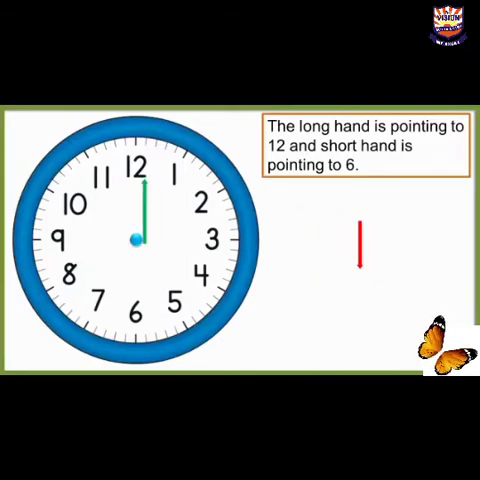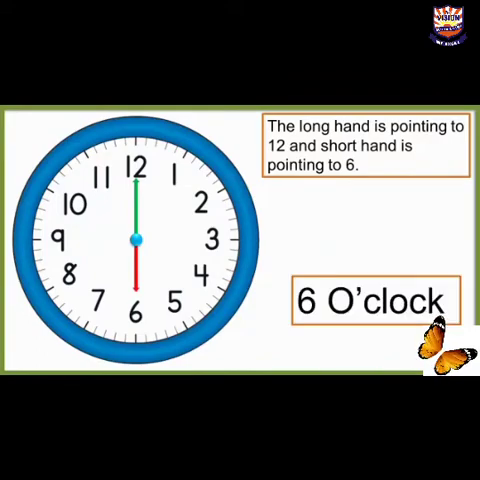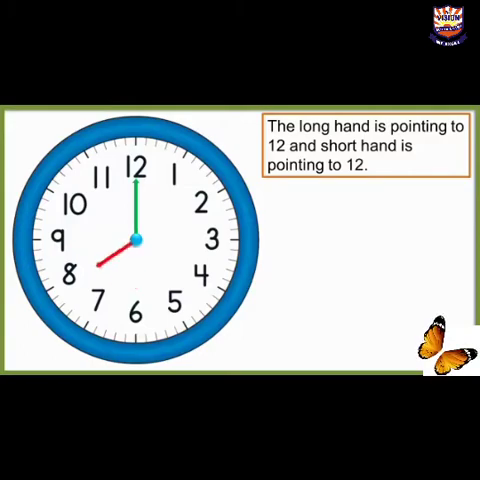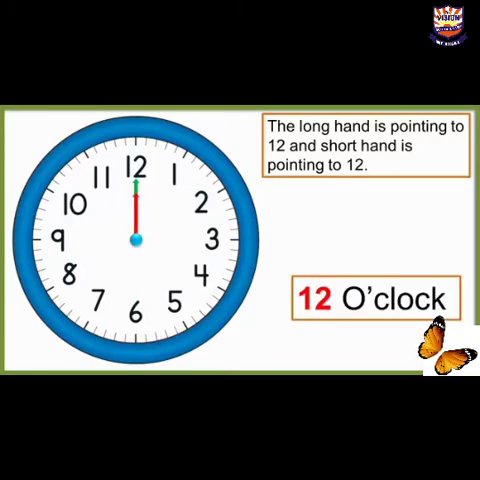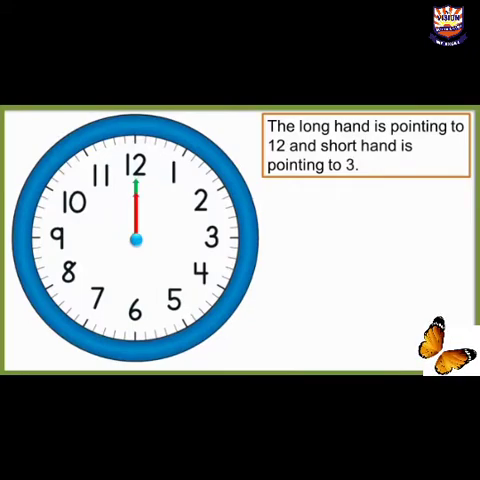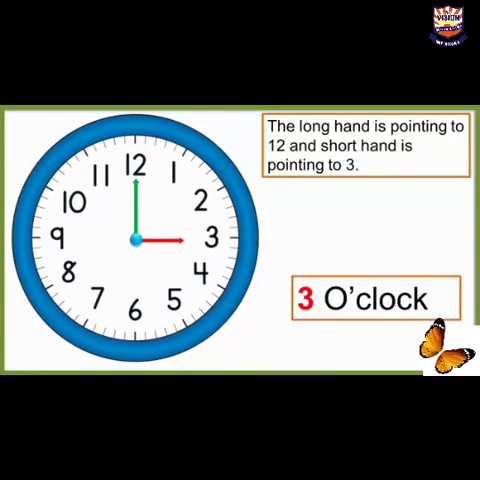The long hand is pointing to 12 and short hand is pointing to 6, so it is 6 o'clock. The long hand is pointing to 12 and short hand is pointing to 12, so it is 12 o'clock. The long hand is pointing to 12 and short hand is pointing to 3, so it is 3 o'clock.